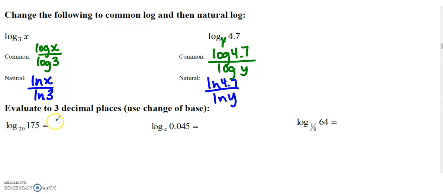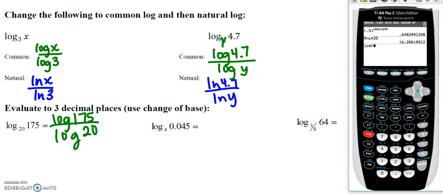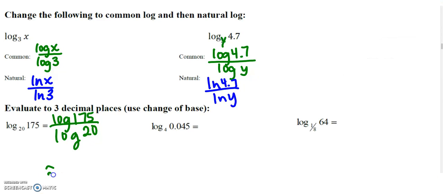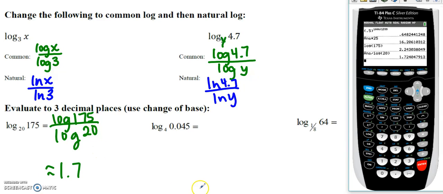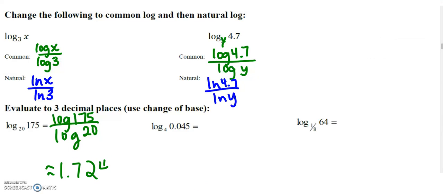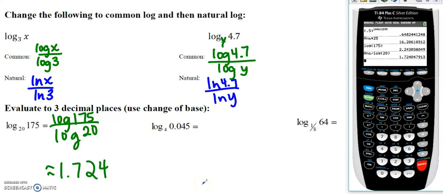So I'm going to say log base 20 of 175 equals, we don't know, but for this one I'm going to use common log. It'll equal log of 175 divided by log of 20. So in my calculator, I can take the log of 175 divided by the log of 20. And we get 1.72. We need 3 decimal places, 724. Now, what's pretty cool about that is I could have picked a different log base.